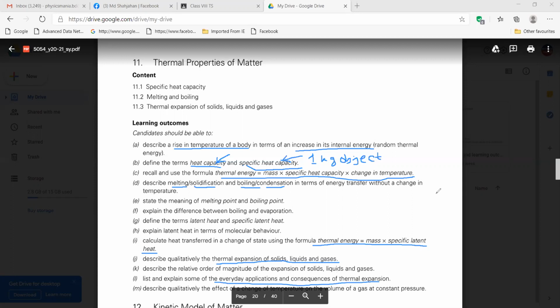Then we have a worksheet. I gave you the worksheet on this topic. Can you remember? I also gave you the mark scheme of the MCQ part in your messenger. So our notes are available, your textbook is available. Please go through them.